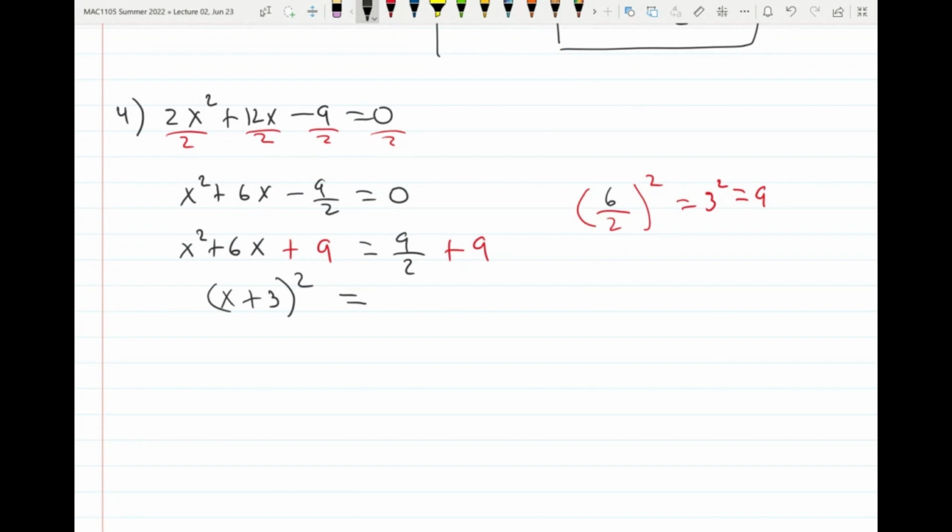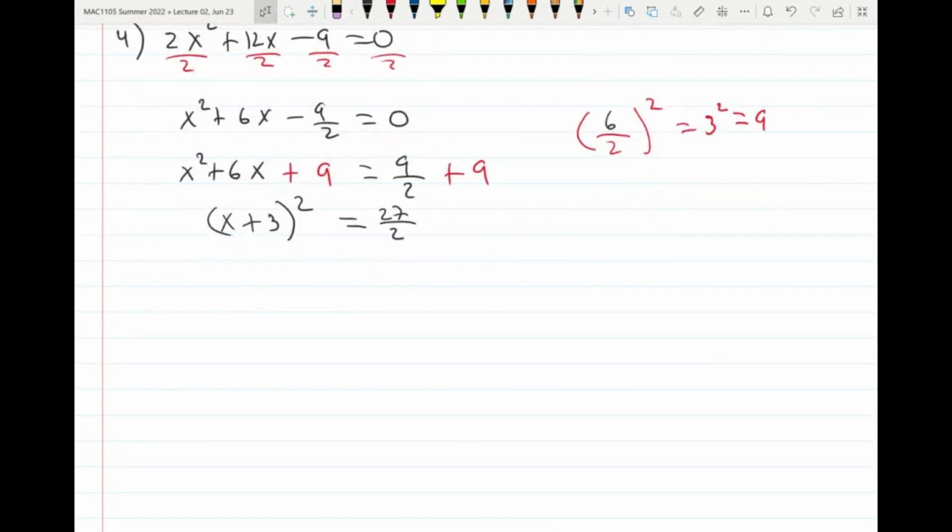And what's the right? What do we get on the right side? 27 over 2. Yes. So again, what you do is multiply this top and bottom by 2. Remember, this is 9 over 1. So you get 18. 18 plus 9 is 27. Okay? Yes, 18 plus 9 is 27. So 27 over 2, and now the square roots. So plus or minus square root of 27 over 2. And then we get that x is negative 3 plus or minus.